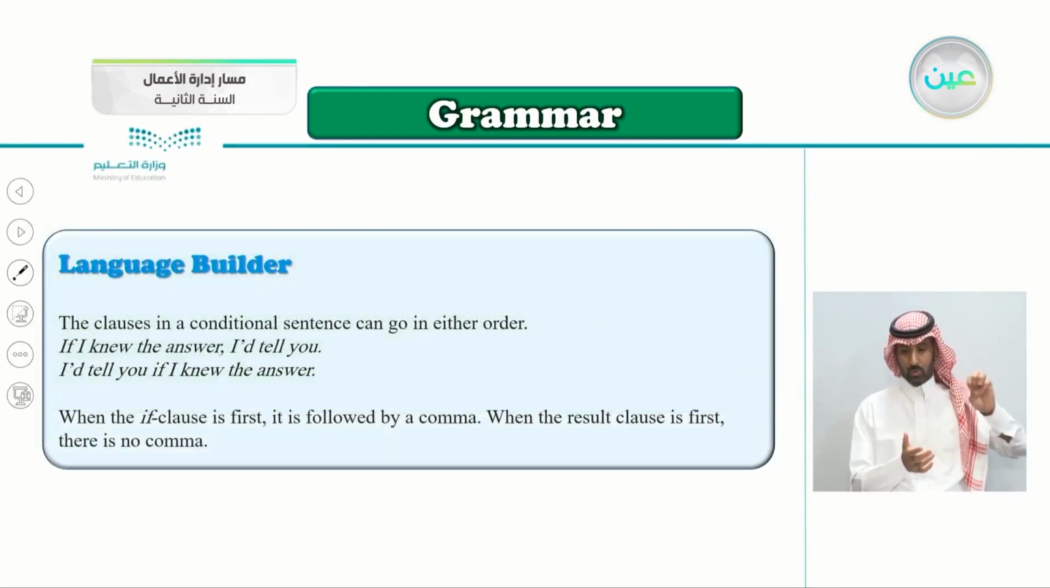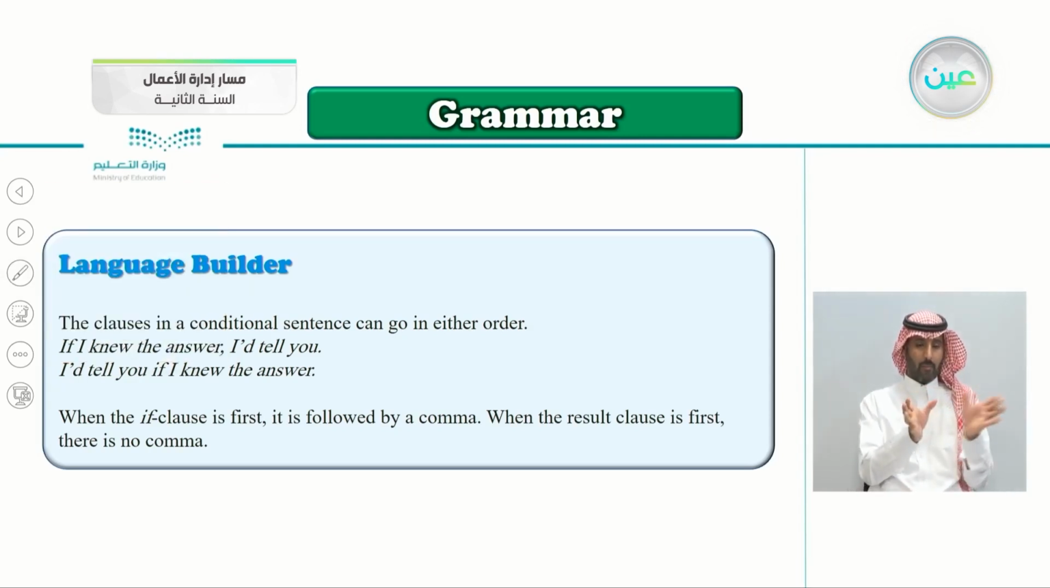Here's a language builder for you. The clauses in a conditional sentence can go in either order. Just so you know, this is the if clause here, and this is the main clause or the result clause. You can begin with either one. If I knew the answer, I would tell you, but remember the comma here. Or you can say, I would tell you if I knew the answer.